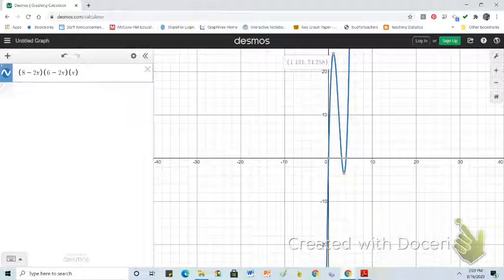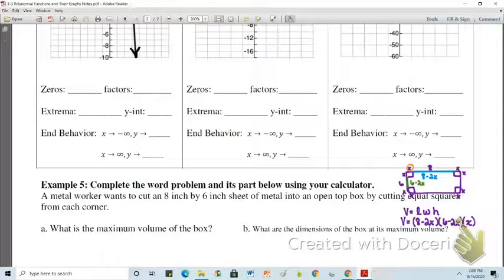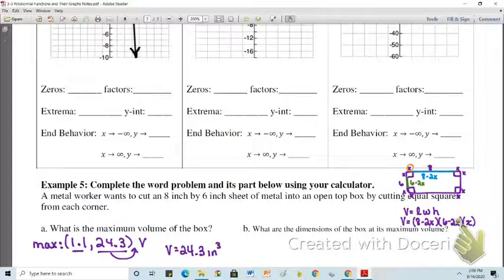So let's go back to our other slide and I'll show you how we write that down. So back here, what is the maximum volume of the box? So we just said my maximum point was at 1.1 and 24.3. That was my maximum. This is where it happens. This is my volume. So my maximum volume is 24.3 cubic inches.